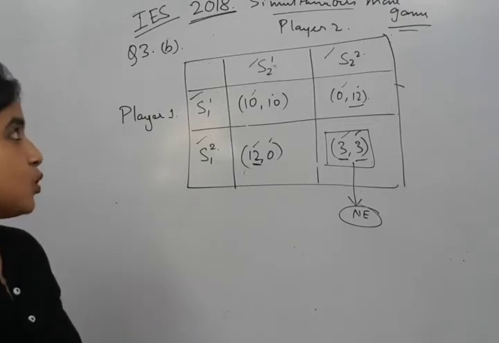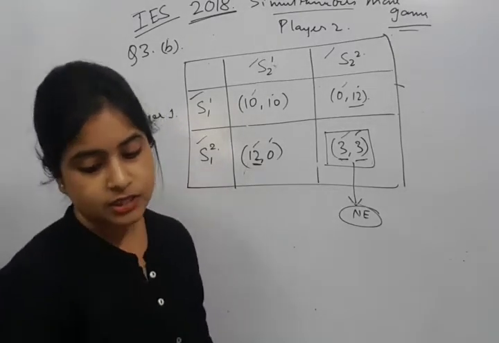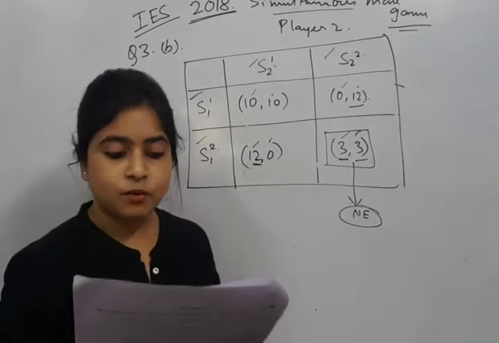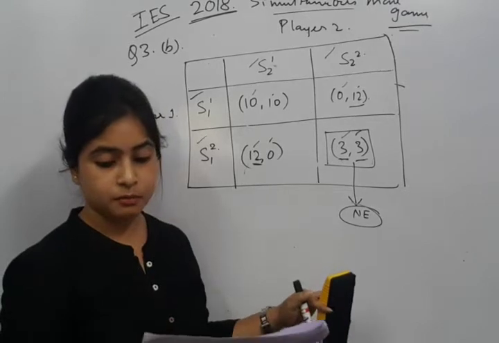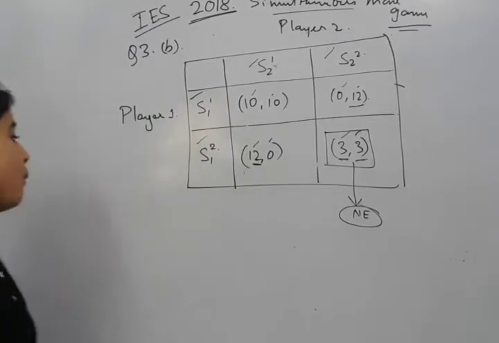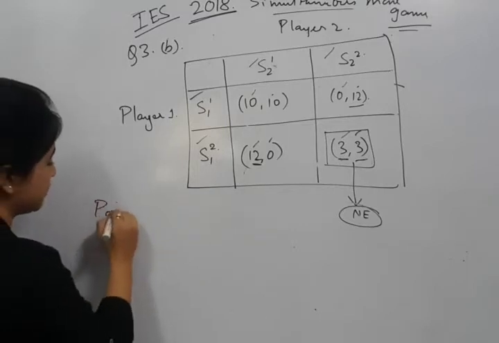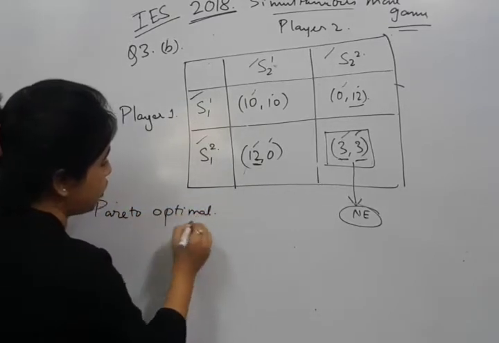So this is not exactly what they have wanted us to find. What is the question? They want us to show that this unique pure strategy Nash equilibrium is not Pareto optimal. So, what do you mean by Pareto optimal?